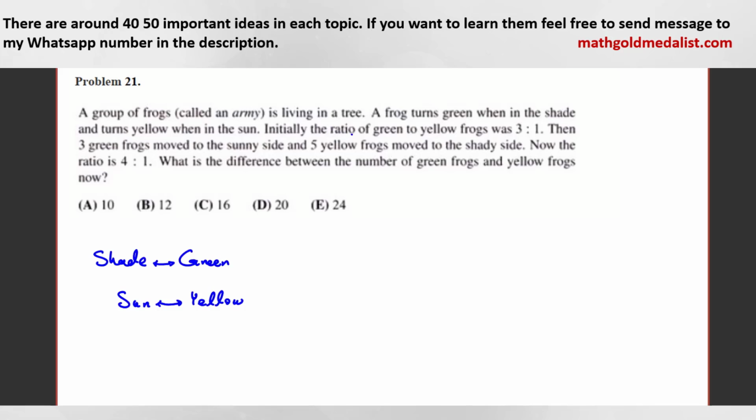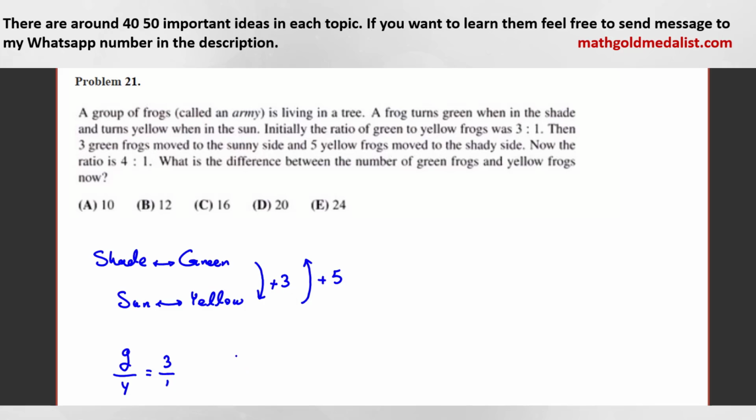Now, initially the ratio of green to yellow frogs was 3/1. So green over yellow was 3/1. Then 3 green frogs moved to the sunny side, and 5 yellow frogs moved to the shady side. Now the ratio is 4/1.